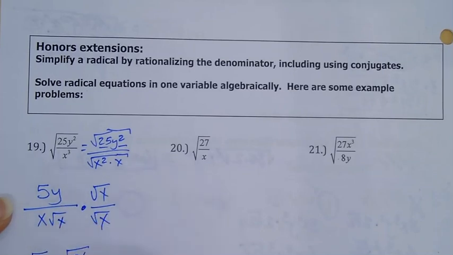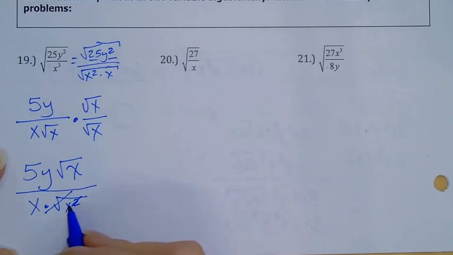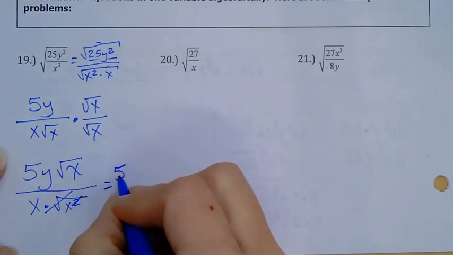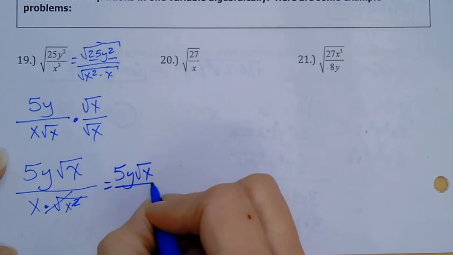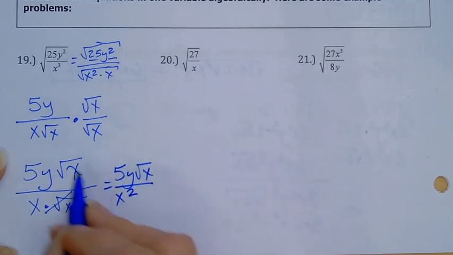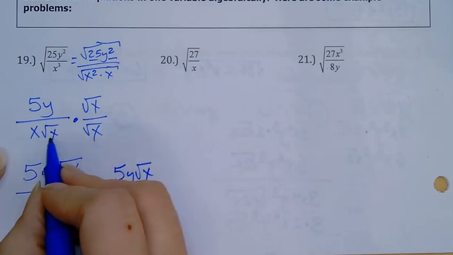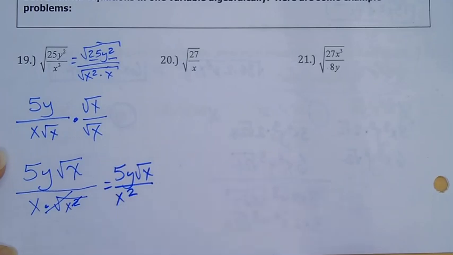I can't do anything more to that. In the denominator, I'm going to have x times, now I have the square root of x times x underneath the root there, right? So the square root of anything squared, though, is just that thing. Sorry, you can't see. The square root of anything squared is just that thing. And so what I'm going to end up with here is 5y times the square root of x all over x times x, which is going to be x squared, right? I said x times the square root of x times the square root of x equals x times x. Okay, and I cannot simplify that any further.